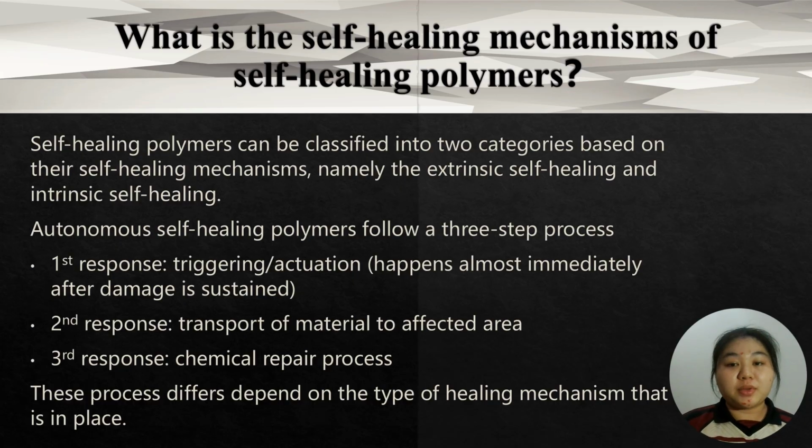Autonomous self-healing polymers follow a three-step process. The first response is triggering or actuation that happens almost immediately after damage is sustained. The second response is the transport of material to the affected area. And the third response is the chemical repair process. This process differs depending on the type of healing mechanism that is in place.